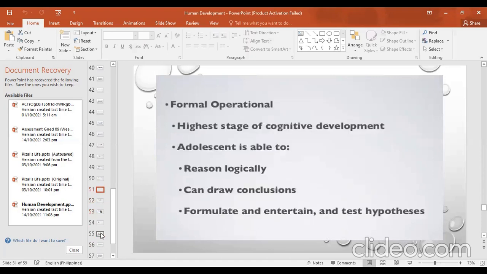So last one, we have what we call as formal operational. It is the highest stage of cognitive development. Adolescent is able to first reason logically, can draw conclusions, formulate and entertain and test hypotheses. So, ito naman yung mga 12 years old pataas. Sa formal operational naman, sinabi nga pinakamataas sa lahat ng stages. Ayan.